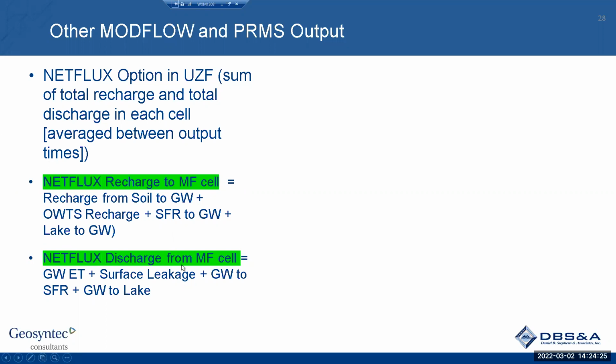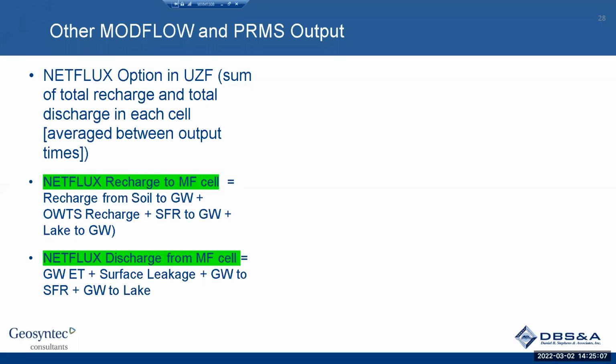Net flux discharge from MSFlow cell is the summation of 4 budget components as well. That's the ET from groundwater, the surface leakage, gaining streams, like flow from groundwater to the stream flow routing package, and also groundwater to lakes. So if water moves from groundwater to lakes. Again, this is just one number as the sum of all these components, but this number changes from one cell to another.